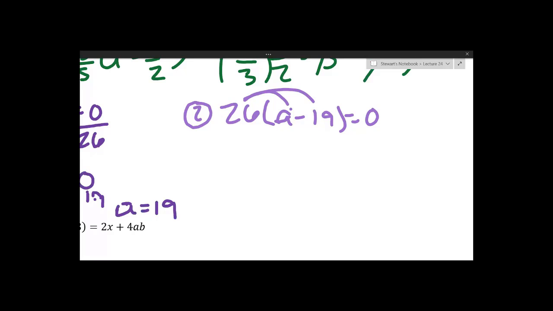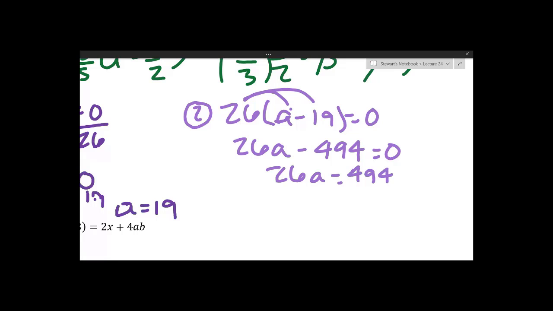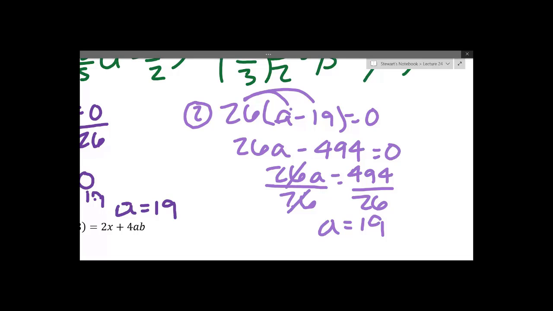Is 494. So we'd have 26 times a is 26a, and then 26 times negative 19 would be negative 494. That's equal to 0. So we'd have 26a is equal to 494. And then since 26 is being multiplied to a, we divide by 26 on both sides. And we know that since 26 times 19 was 494, we're dividing by 26 again. We should end up with a is equal to 19.